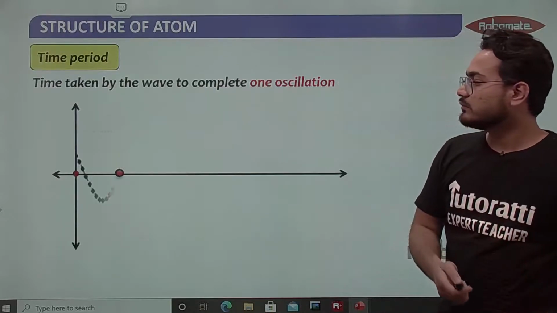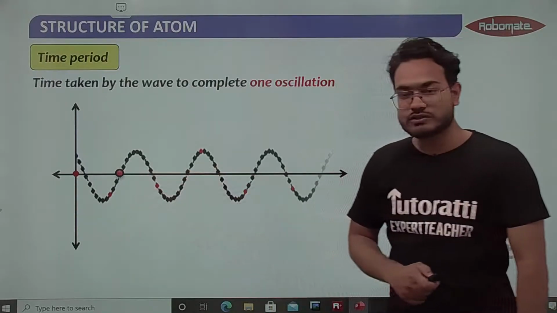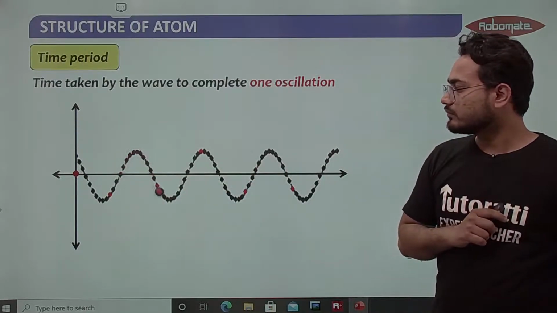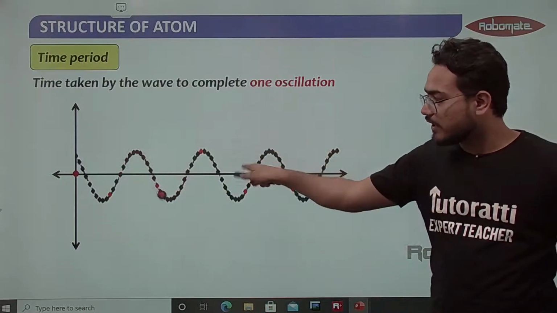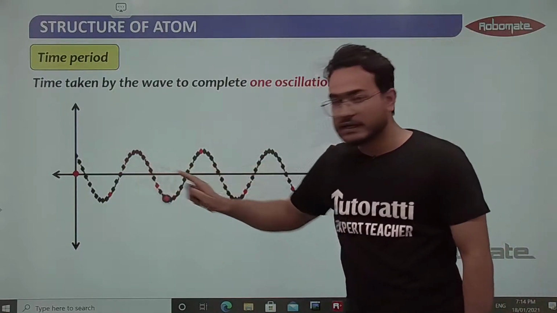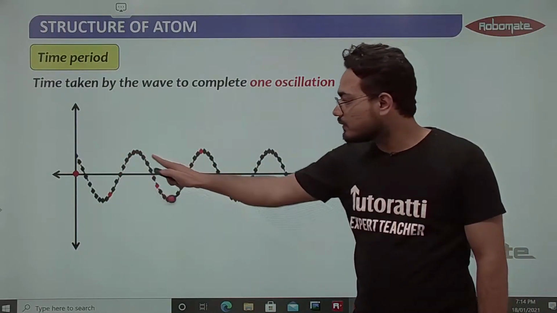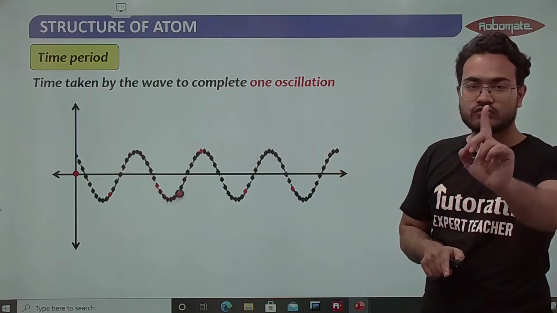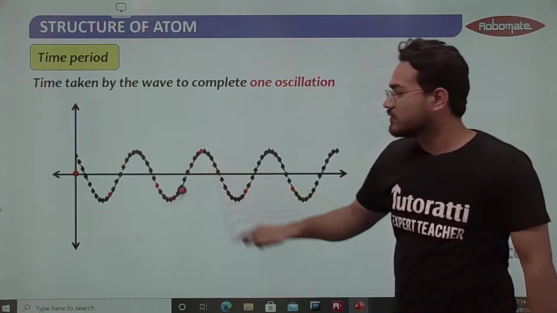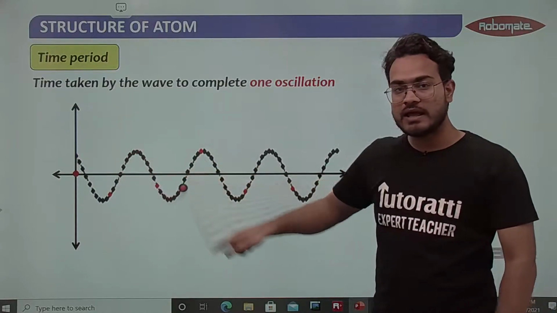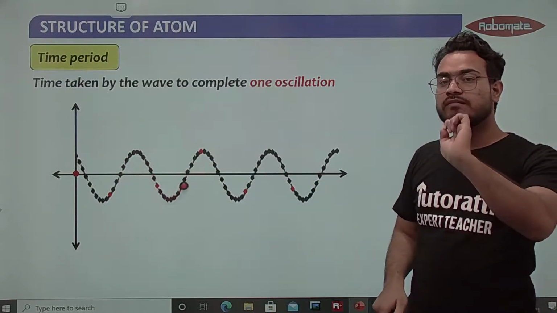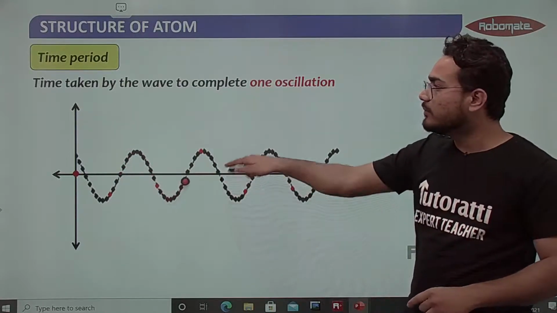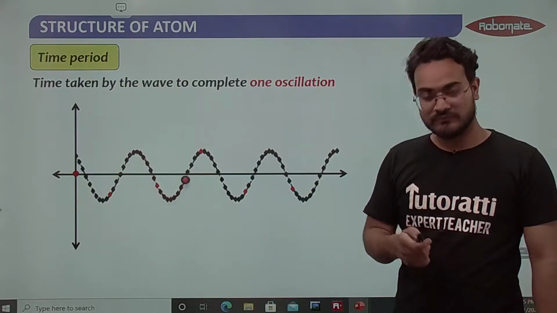Let's see. What is an oscillation? Look at this red dot. Again, time taken by the dot to cover this one oscillation. One oscillation is from this point to this point. Time taken by the wave to complete one oscillation will be called time period.